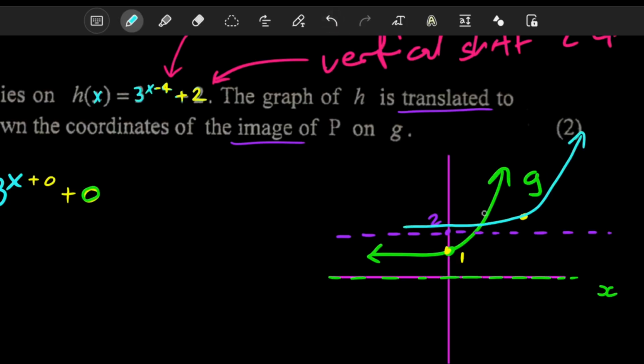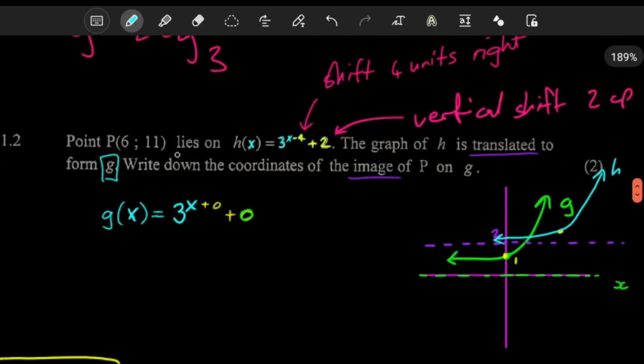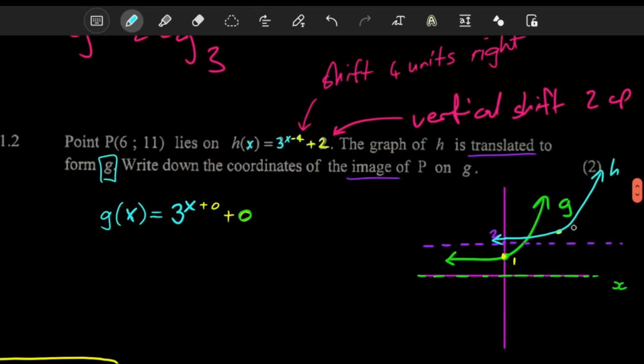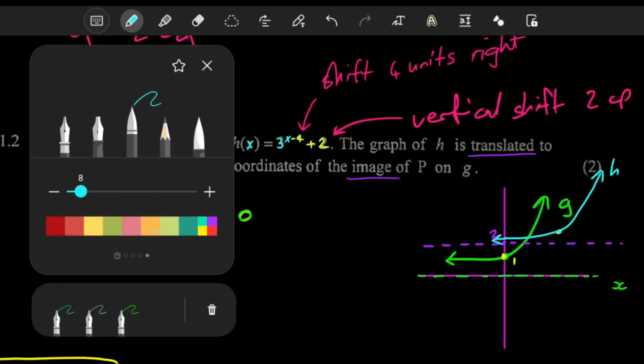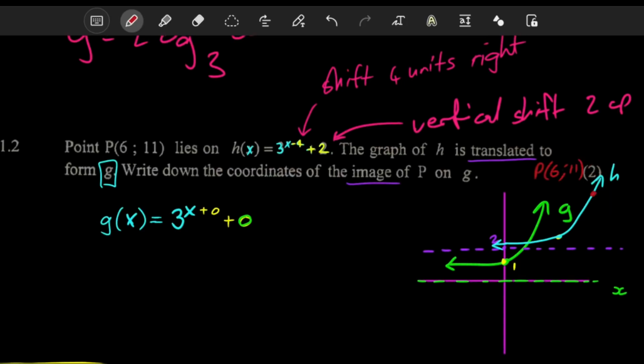So here, that looks too straight, but don't mind it. This is what the graph of H would look like. You see, graph of H, graph of G. They said P lies on the graph of H. So P is somewhere here. We want to visualize all this so that we can answer our question easier. So P is somewhere over here, and they said it lies on this graph of H.